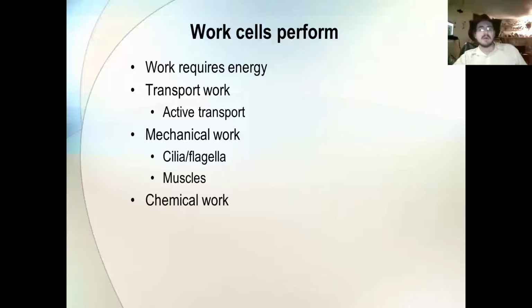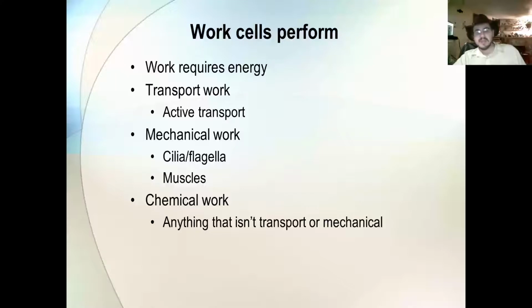Next up is chemical work. Chemical work is pretty much everything else a cell does that requires energy, in that cells perform large numbers of chemical reactions. And chemical work is most often seen with reactions that produce something, synthesis reactions. For instance, when a cell takes individual amino acids and assembles them into a protein. So that takes work. When a cell digests something, or when a cell does large numbers of things, it requires work.